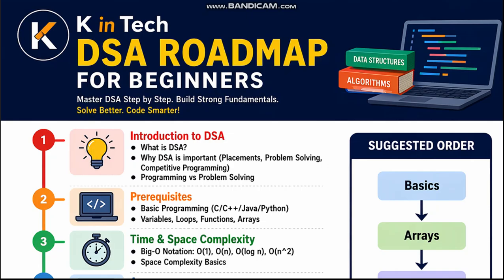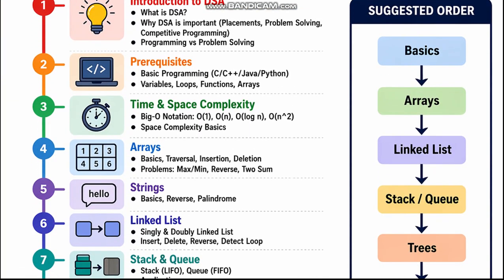So coming to our next topic, which is prerequisites. Before starting DSA, you need basic programming knowledge. You may choose a programming language like C, C++, Python or Java. It is totally your decision. And after selecting that language, make sure you understand variables, loops, functions as well as arrays, and some basic topics which will make your DSA more proficient.